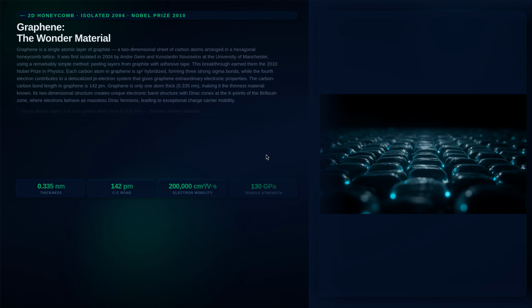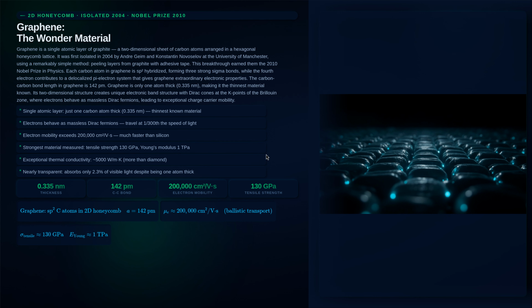Graphene is perhaps the most exciting carbon allotrope. It is a single atomic layer of graphite, just one atom thick, measuring only 0.335 nanometers. Graphene was first isolated in 2004 by Andrei Geim and Konstantin Novoselov, using Scotch tape to peel layers from graphite, earning them the Nobel Prize in Physics in 2010. In graphene, carbon atoms are sp2 hybridized in a perfect honeycomb lattice with bond lengths of 142 picometers.